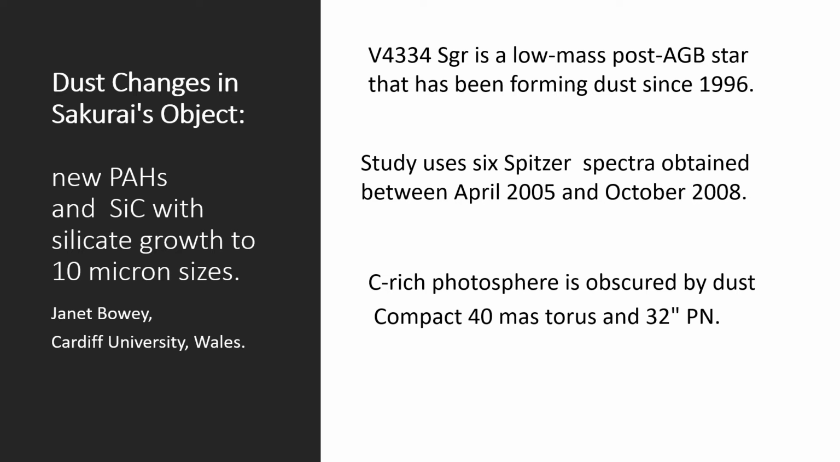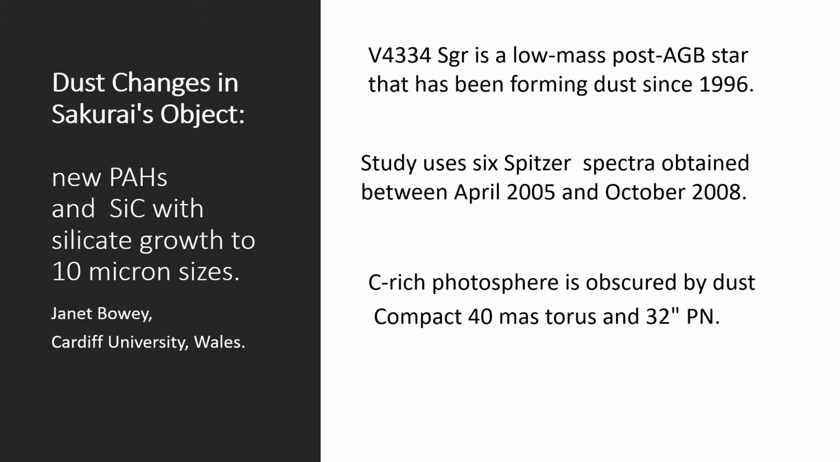Sakurai's object is a born-again giant that has been losing dust in varying amounts since 1996. This study uses 6 Spitzer spectra obtained between April 2005 and October 2008 to look at changes in the type of dust and the amounts of dust produced. At the time, the carbon-rich photosphere was obscured by dust.